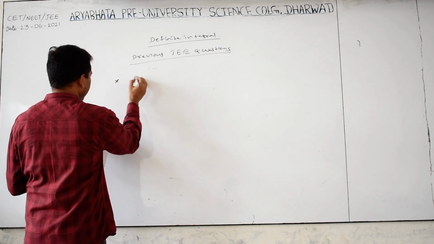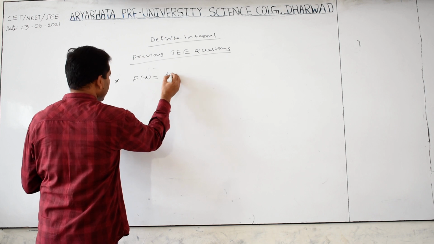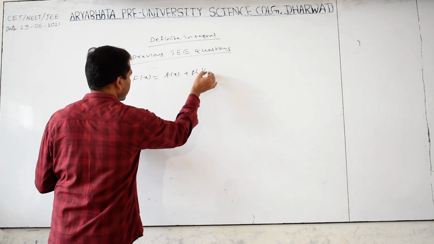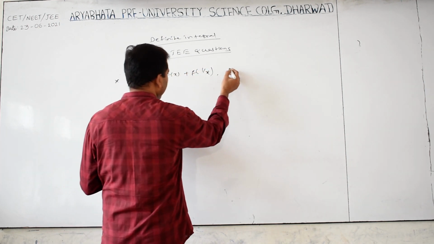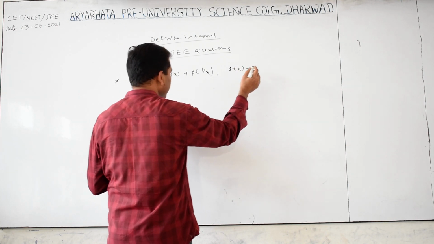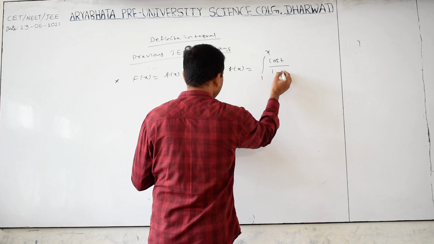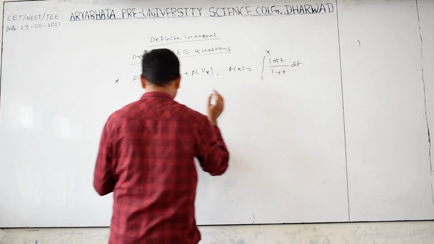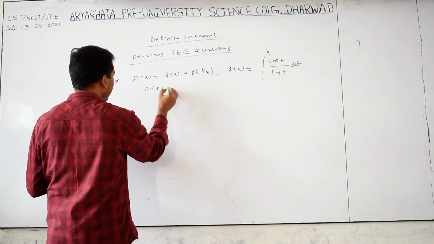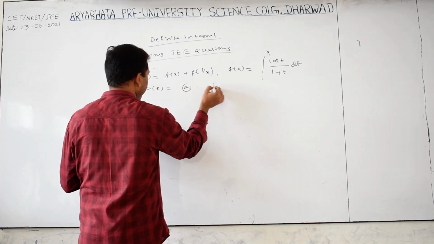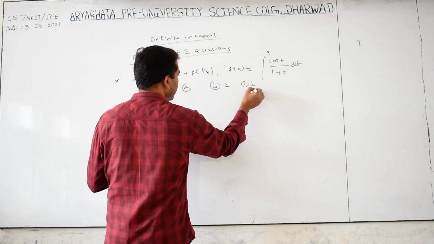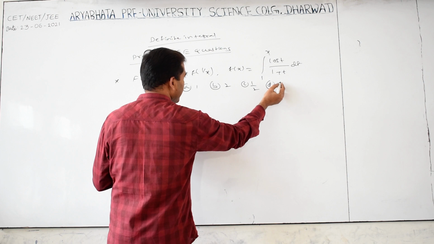Next question is capital F of x equal to small f of x plus f of 1 by x, where f of x equal to integration of 1 to x log t by 1 plus t dt. Then f of e equal to option A 1, option B 2, option C 1 by 2, option D 0.